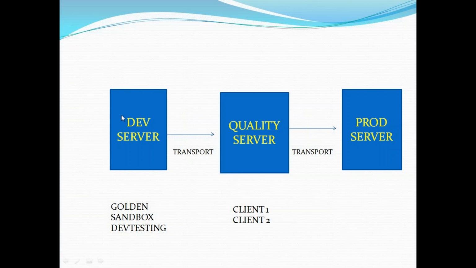So how does the configuration move from one server to another server? Through transport request. The transport request is created by the basis consultant, and he will take care of managing it. What is the purpose of a transport request? We send the data from one server to another server, and by looking at the transport request, we can see what configuration we have done at each level. So this is the way we do the configuration.